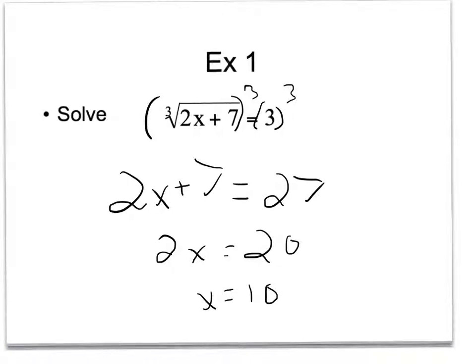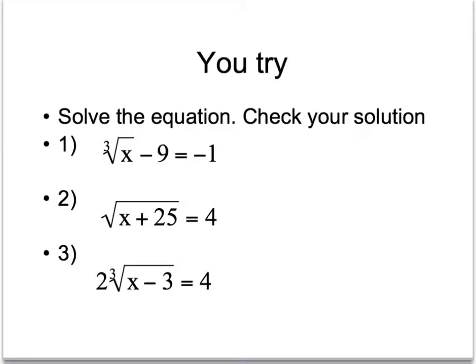And to check your answer now, if you plug that x back into the original equation, it'll be the cube root of 2 times 10 plus 7. And this is the cube root. So 2 times 10 is 20, plus 7 is 27. The cube root of 27 is 3, and 3 equals 3. So that's how you can check to see if you did it right.